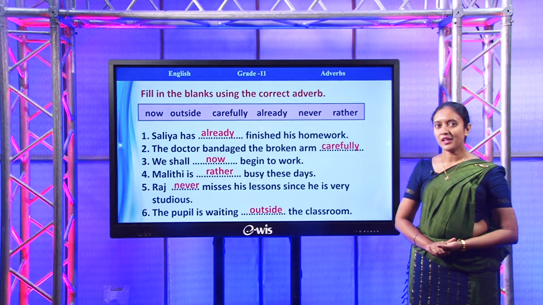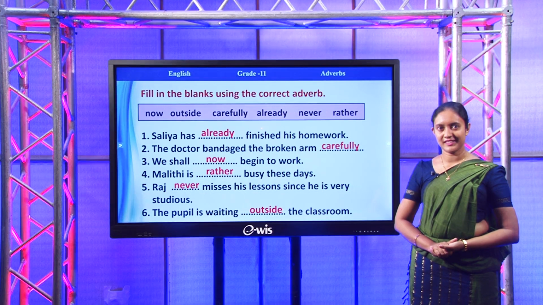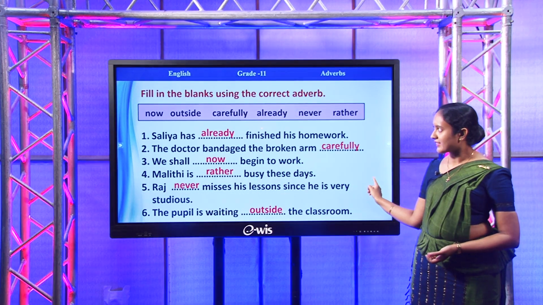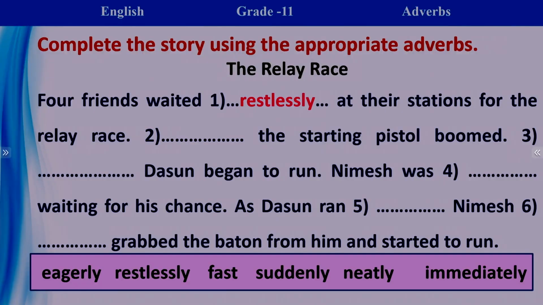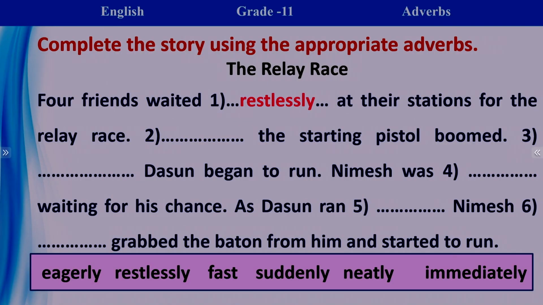Alright children, now I am going to give you another activity. Look at the screen. Here on the screen you can see a story. But some of the words in this story are missing. So, you have to complete the story by using the most appropriate adverbs. Let's read the story first. The relay race. 4 friends waited restlessly. The first answer is given for you.